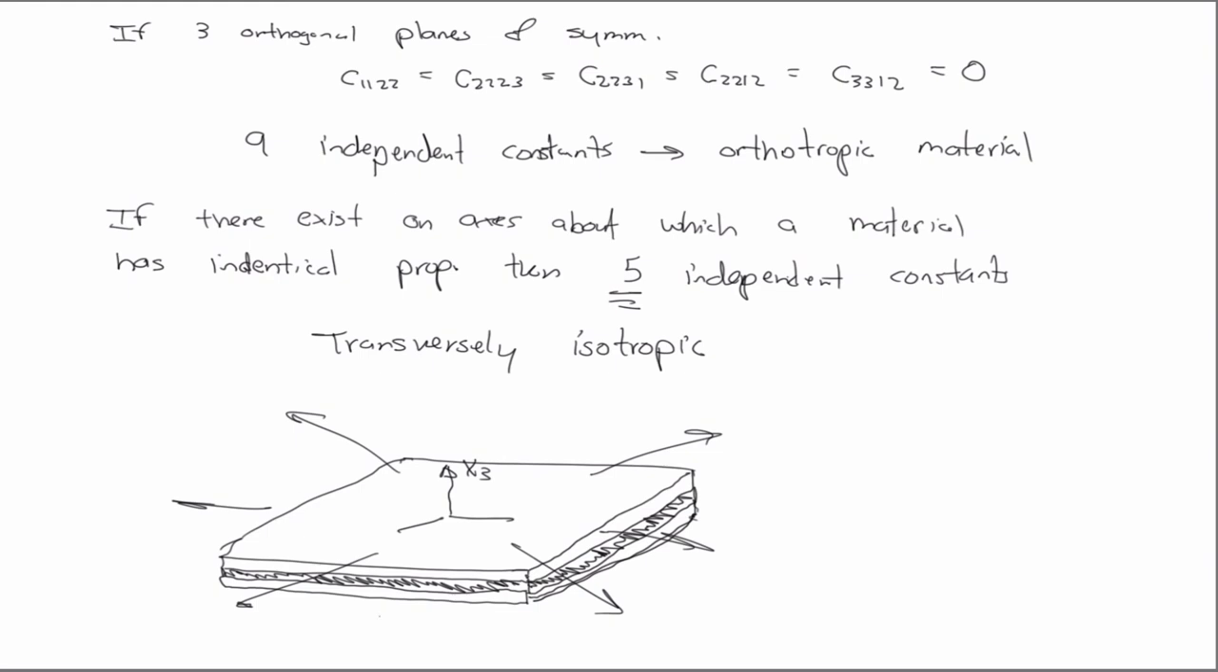But of course, out of the plane, deformations would show a different strength. So if I were to pull on the material this way, it's going to show a different strength, or a different set of properties, than if I pull on it in the plane, okay? So these are obviously more common, especially with composite materials.